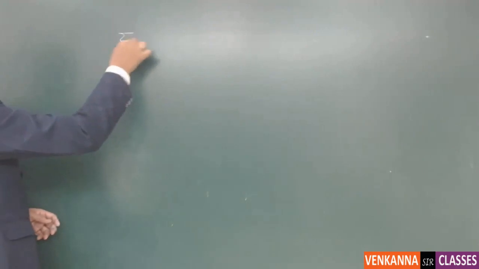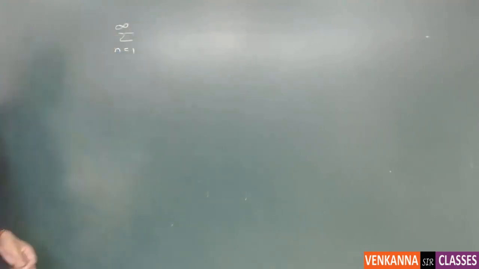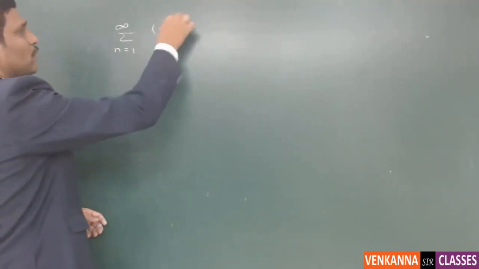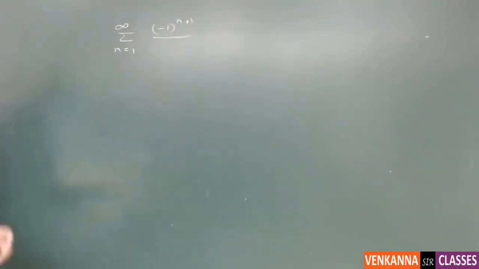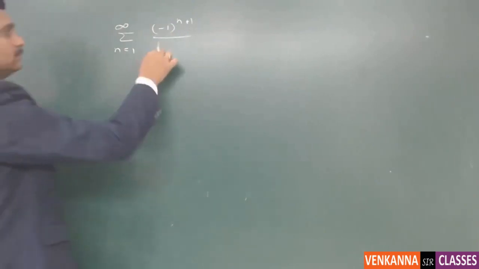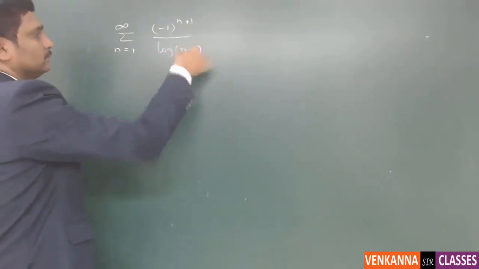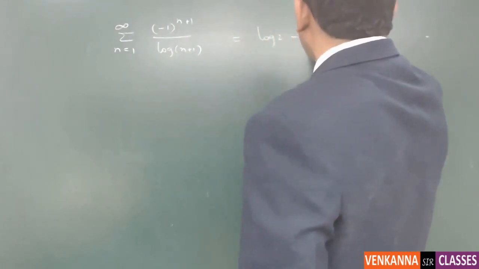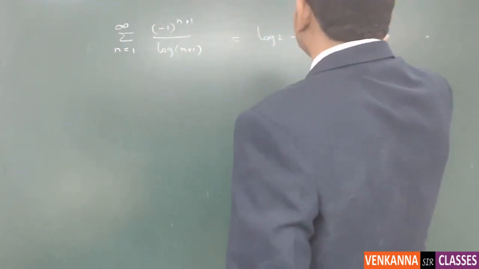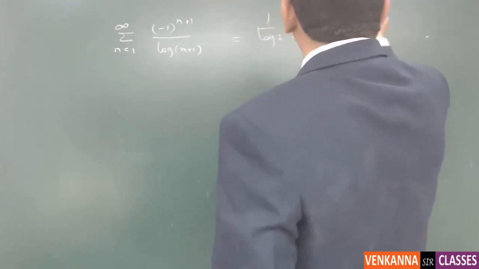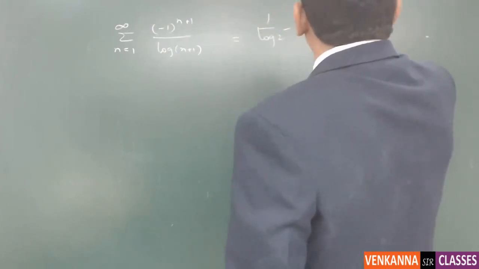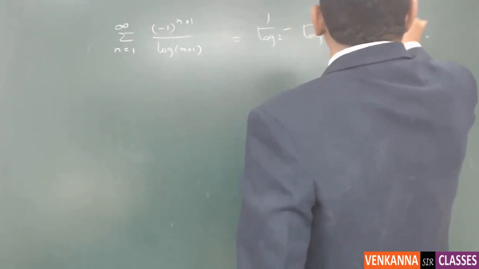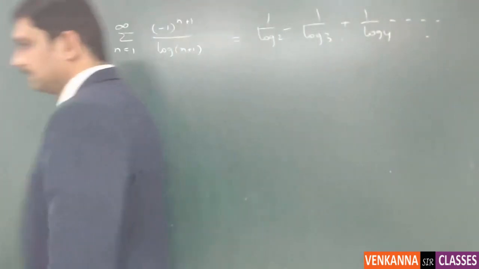Now take the case of summation n equal to 1 to infinity, (-1) power n plus 1 by log of n plus 1. So if you expand the series, it is nothing but 1 by log 2 minus 1 by log 3, and so on. This is the series.